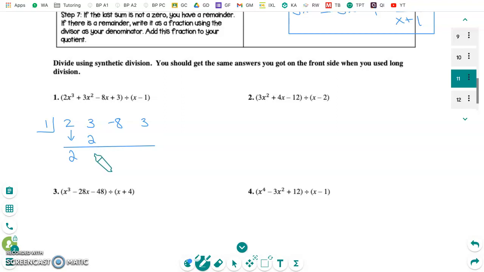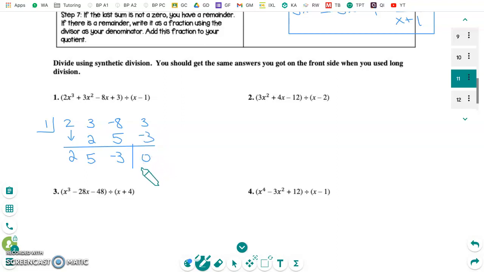Okay, you're going to multiply 1 times 2, and then what's the next step? Okay. What number goes here? 5, right? And then repeat. Multiply, you get 5. Add, what do you get? -3. And go ahead and put a little line here, because that last number is always going to be your remainder. 1 times -3 is -3. So what's our remainder here?